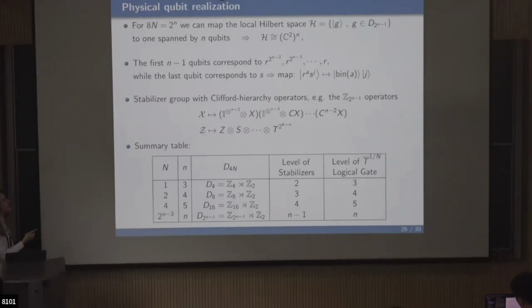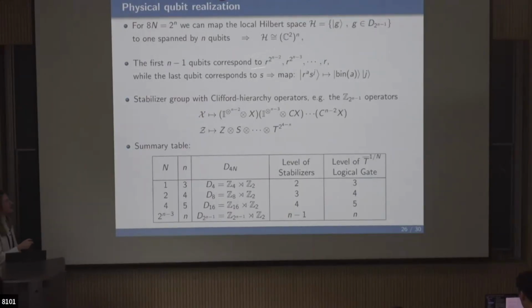So as we already mentioned, we can map this to a Hilbert space spanned by n qubits when the order of the group is a power of 2. And now I also want to mention that this is not a sufficient condition. This doesn't happen necessarily for any group. It also must have some nice properties, which in the case of D4n, the dihedral groups, is supersolvability. So we can write it as a sequence of central extensions of Z2. And this enables us to map it to a qubit Hilbert space.